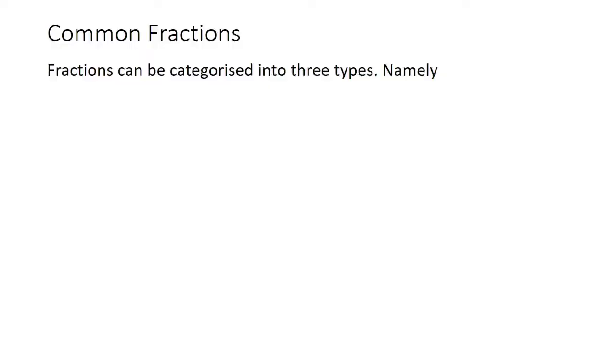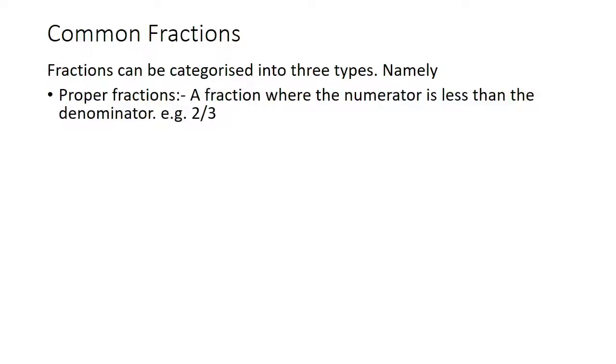We have three different types of fractions. The first one is called the proper fractions, and in proper fractions, the numerator is less than the denominator. So the top is less than the bottom. That's called a proper fraction. Here I've just given an example of 2 over 3. 1 over 2, for example, that's a proper fraction, or 7 over 9, that's also a proper fraction, for as long as the numerator, the top, is less than the denominator, which is the bottom.